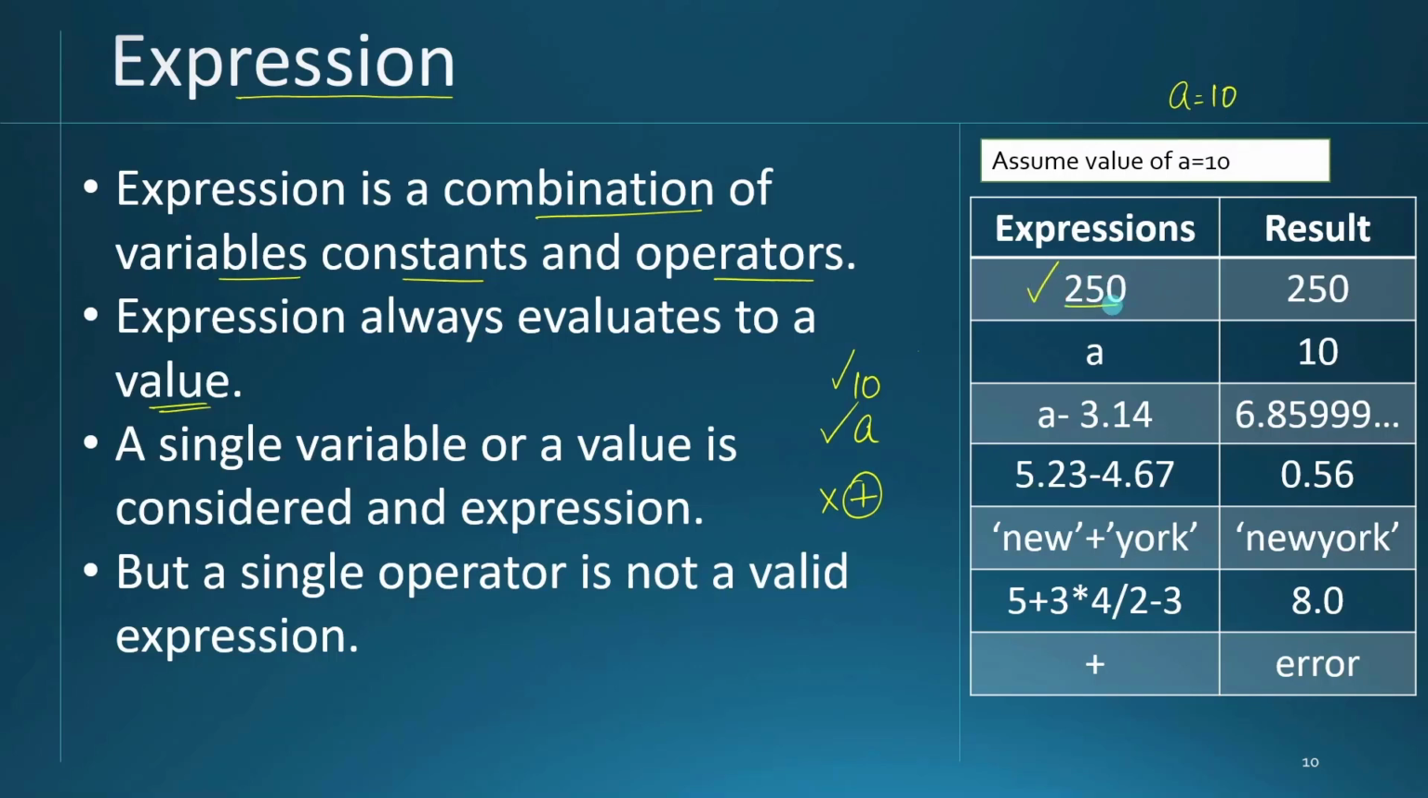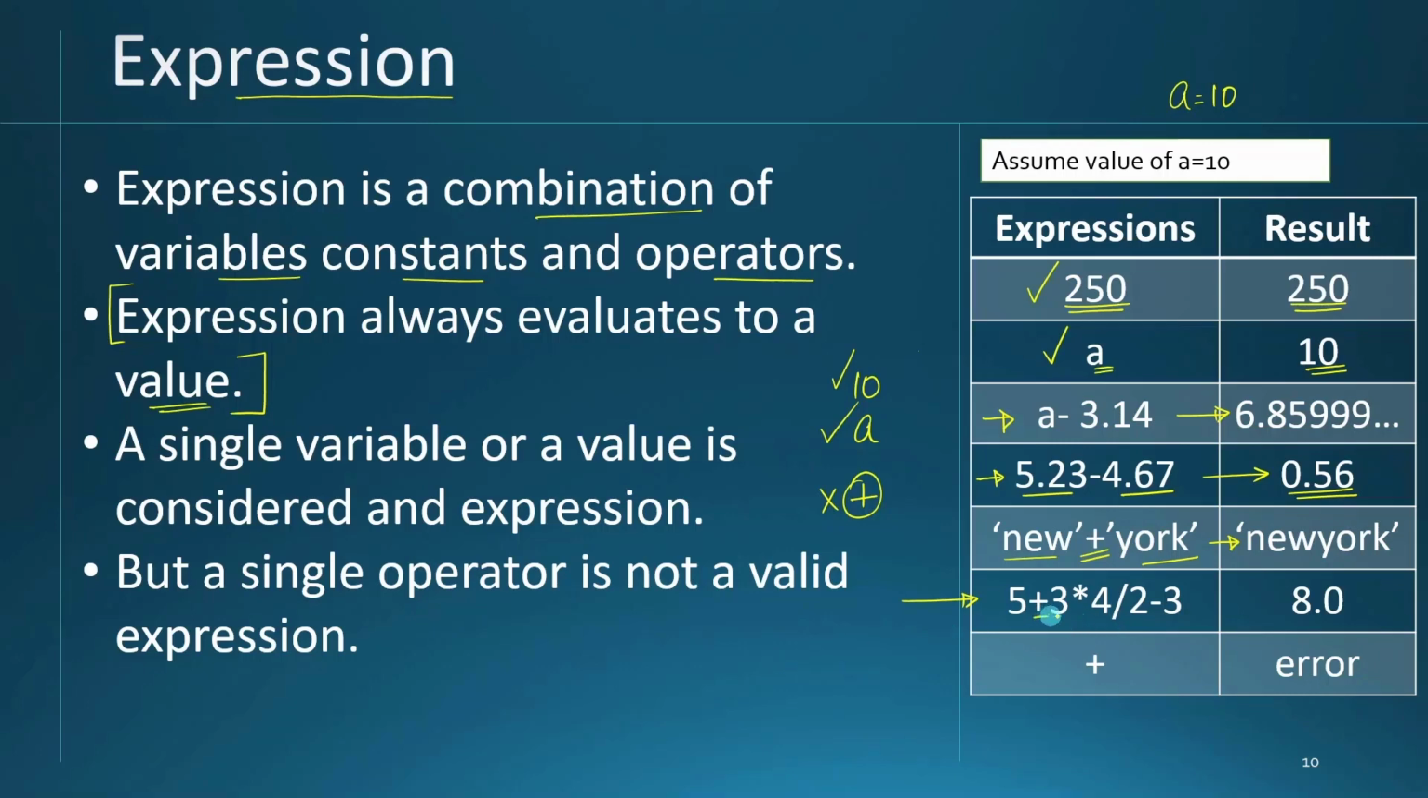This is a valid expression because it's just a value and the result will be 250 itself. If I just write a, the result is going to be 10. Why are we writing the result? Because expression always evaluates to a value. Now after that, a minus 3.14 will produce a result like this. Now I can also have another expression with two floating point numbers. It will subtract and produce a result like this. I can concatenate two words with the concatenation operator. It will join these two words and the result will be this. After that, you see, this is kind of a complex expression.